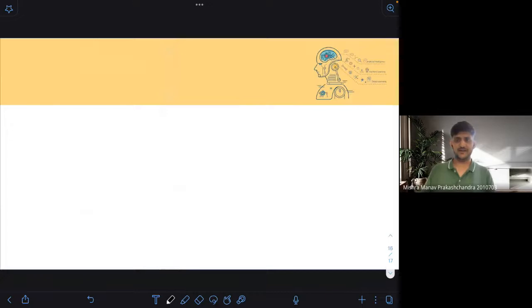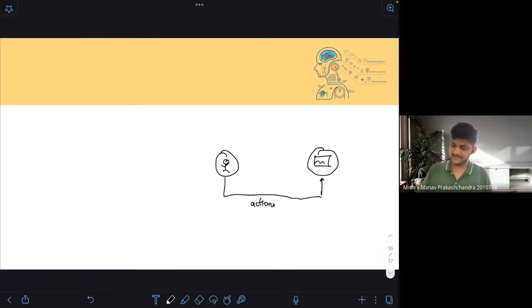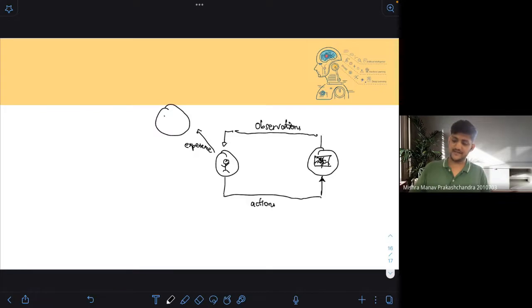So if I were to draw it out, let's say this is some agent that you have. You take certain actions in some environment. The environment returns you the observations. And for each observation that you get, you term it as an experience and you store it in something known as a replay buffer.